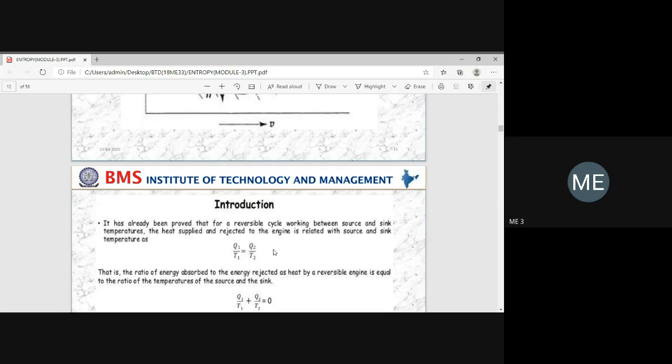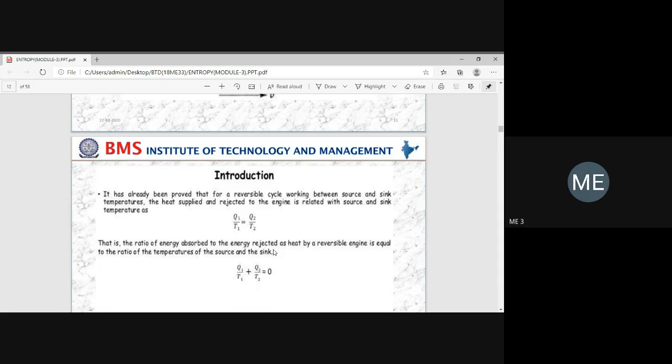Okay, whenever the cycle is working between the source and sink temperature, we already studied the source and sink in the second law of thermodynamics. Source is the one which has the highest temperature. The heat engine receives heat from the source and rejects heat to the sink. Source temperature is always higher than the sink temperature. Then only the heat transfer takes place.